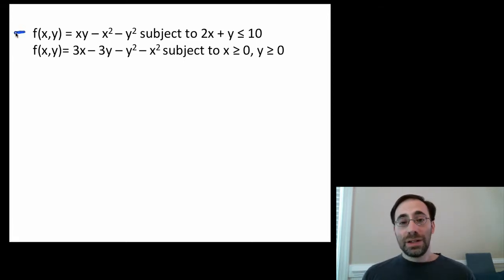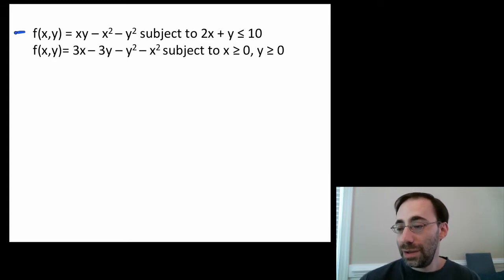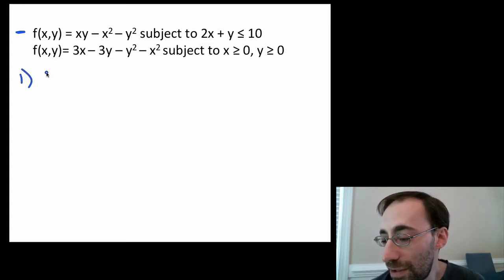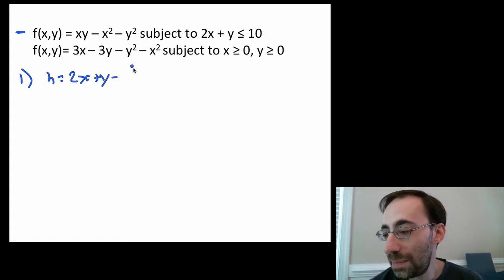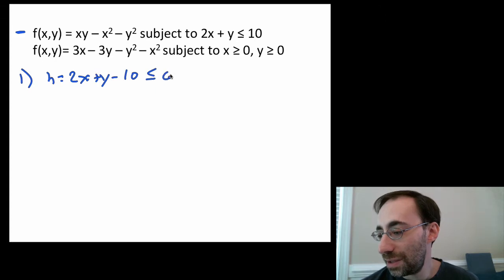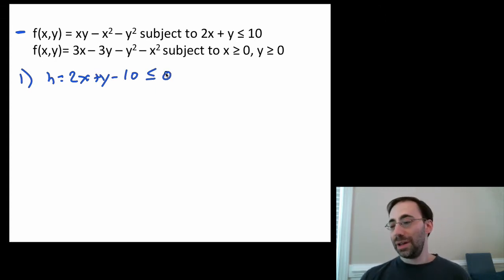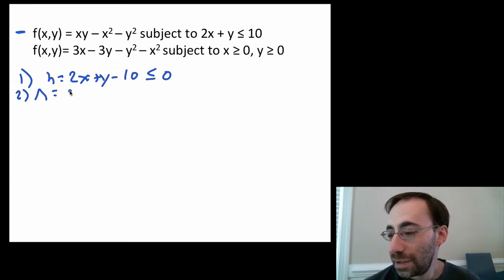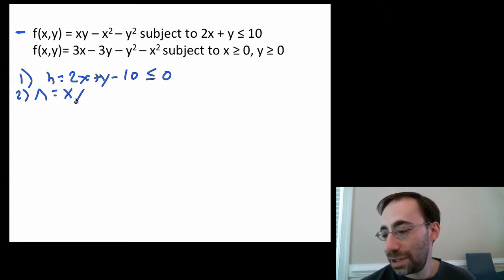Okay, so step one, we're gonna set up all of our constraints in the form that we need to. So the form is that h is less than or equal to 0. So our constraint would be h equals 2x plus y minus 10 is less than or equal to 0. There we go. Step one. Step two, we're going to form our Lagrange type function. So here's the objective function f first.